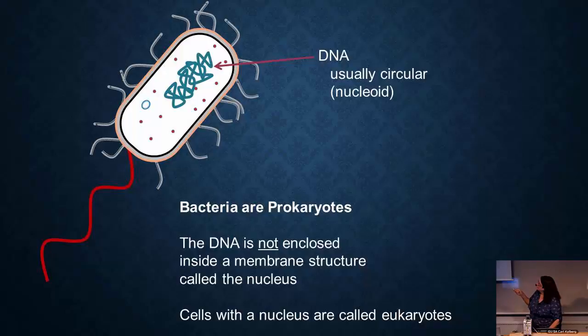It's packaged up here in what we call a nucleoid. A nucleoid is not a nucleus. Bacteria are prokaryotes, and that means they do not have a nucleus. The DNA is not enclosed in another one of these membranes. Eukaryotes, like people, have our DNA inside another membrane called the nuclear membrane. But that is one thing that distinguishes bacteria and prokaryotes from eukaryotes.